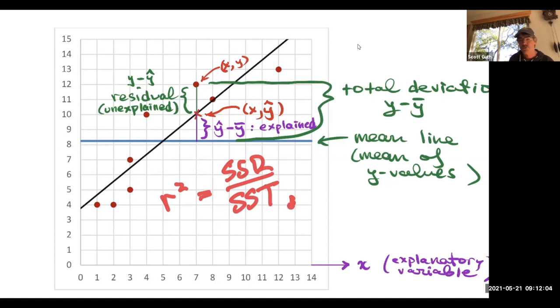As R squared starts to approach 100%, 0.9, 0.99, 99%, right, as it starts to approach 100%, you start to realize that this thing is key. Again, you have to be very careful about cause and effect ideas, but it's hard to not feel there's a cause and effect relationship as R squared starts to approach 1.